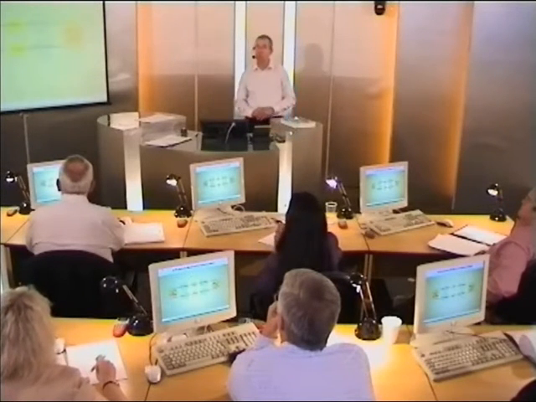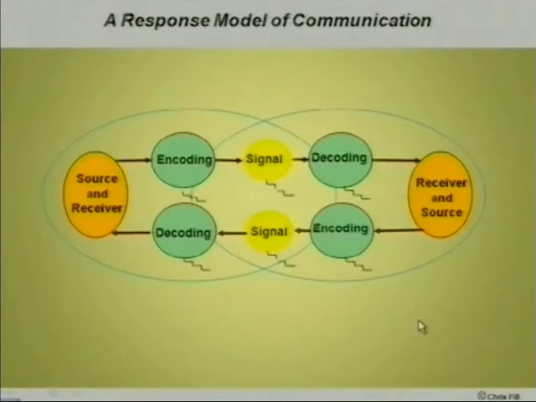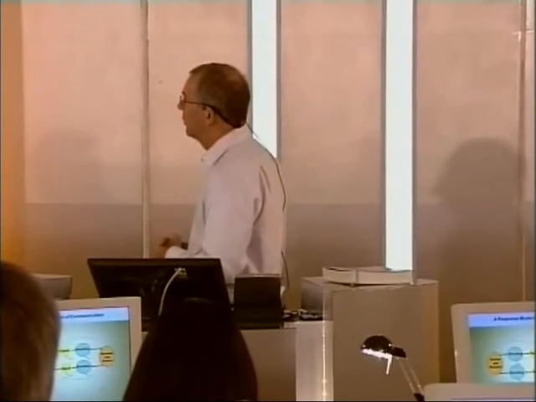The next model is the response model of communication, and what we've got here is the one-way model, but now we're enabling the recipients to respond to the communication that they have received. So the receivers become the source of the next leg of the communication process. Now we can identify that receivers and sources, and people like you and me and millions of other people, have the opportunity to join in the communication process. It's a response model.